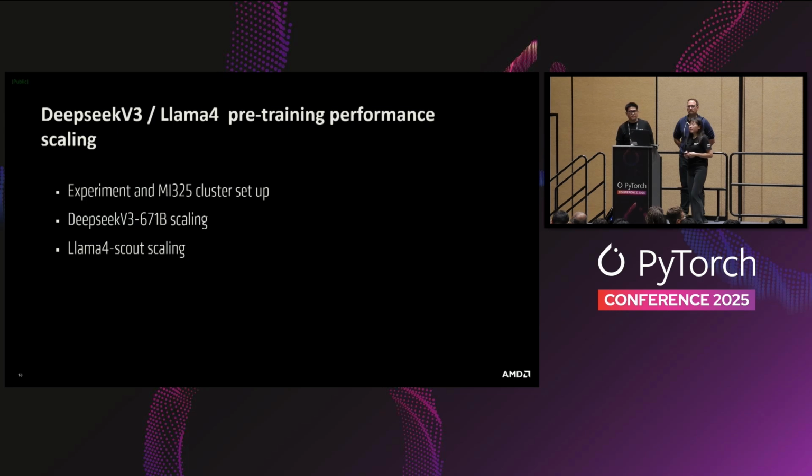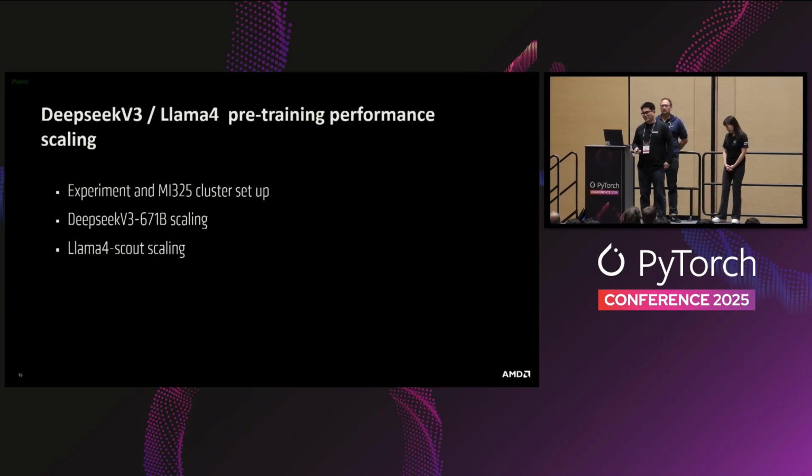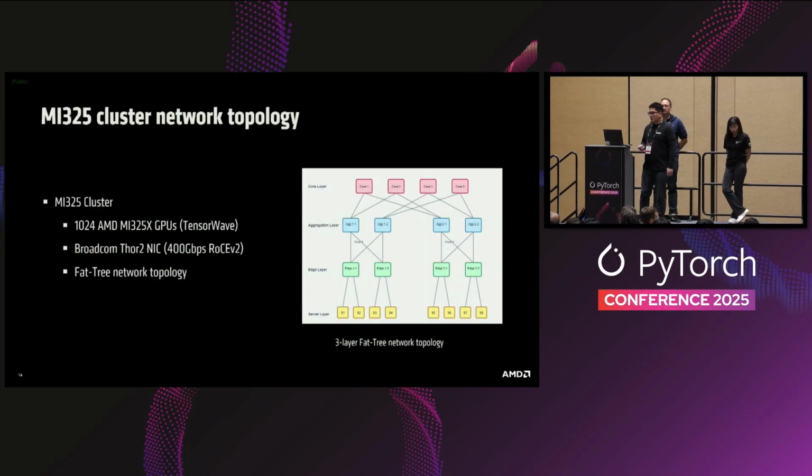Okay, with this, we want to show the pre-training performance scaling up to 1K GPU. So, Yanyuan, please. Okay, so now I want to present our experiment results with TorchTitan to train DeepSeek V3 and Llama 4. First, I want to talk about the experiment and the cluster setup, and then go through the results in detail. For this MI325 cluster, in total, we use up to 1,000 GPUs to run this workload. And this cluster is hosted in TensorWave.